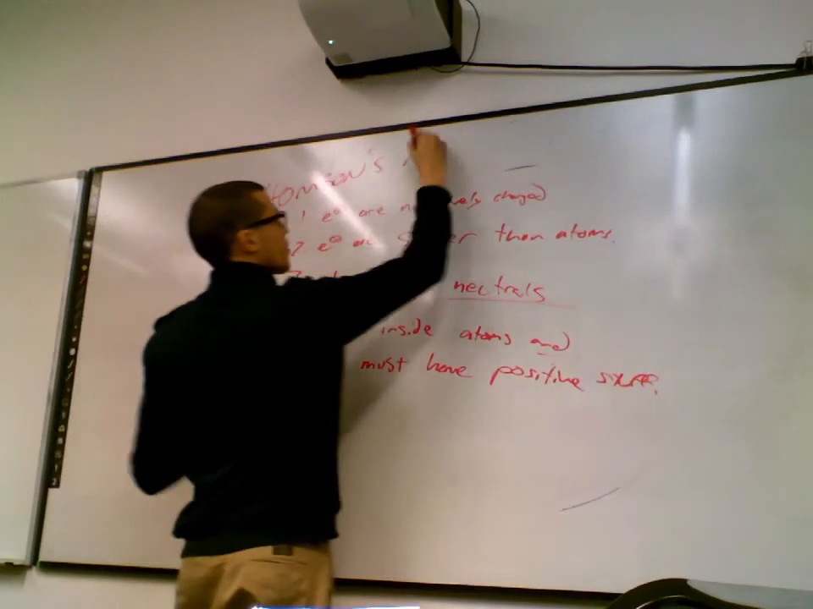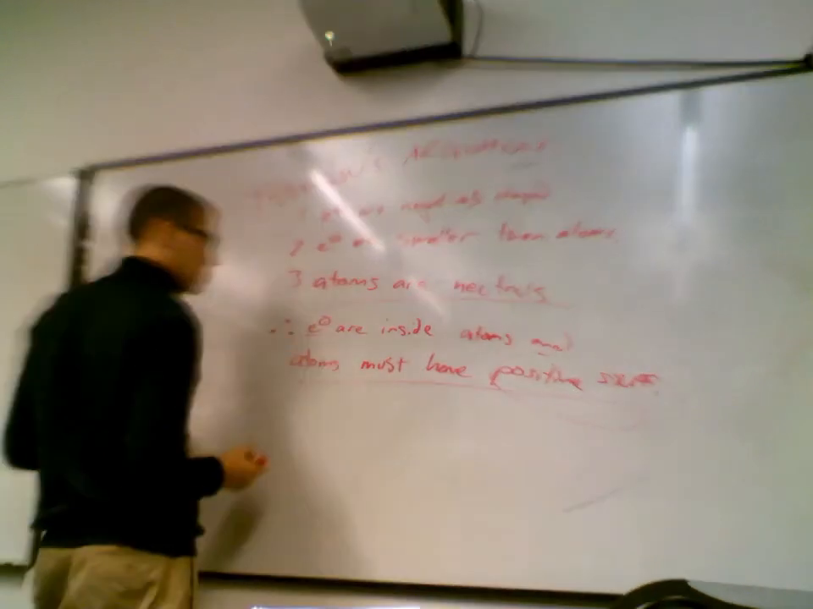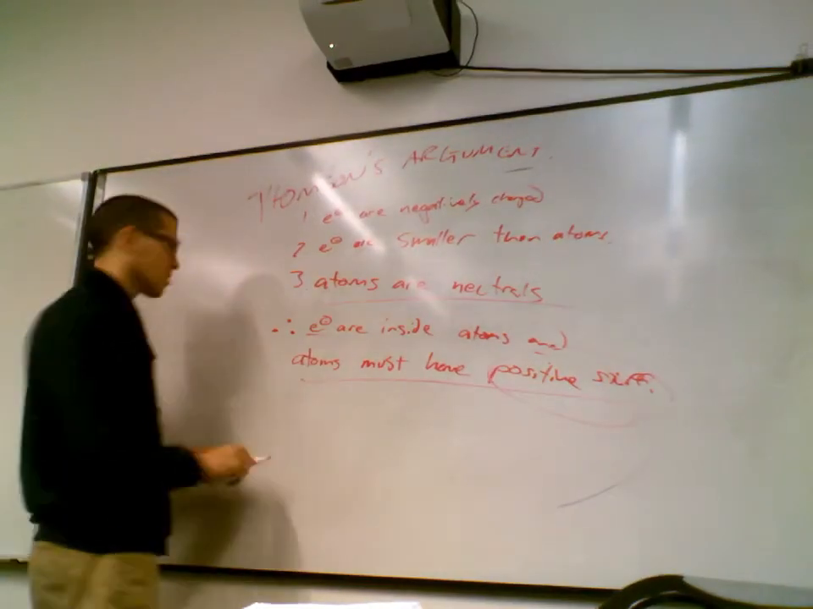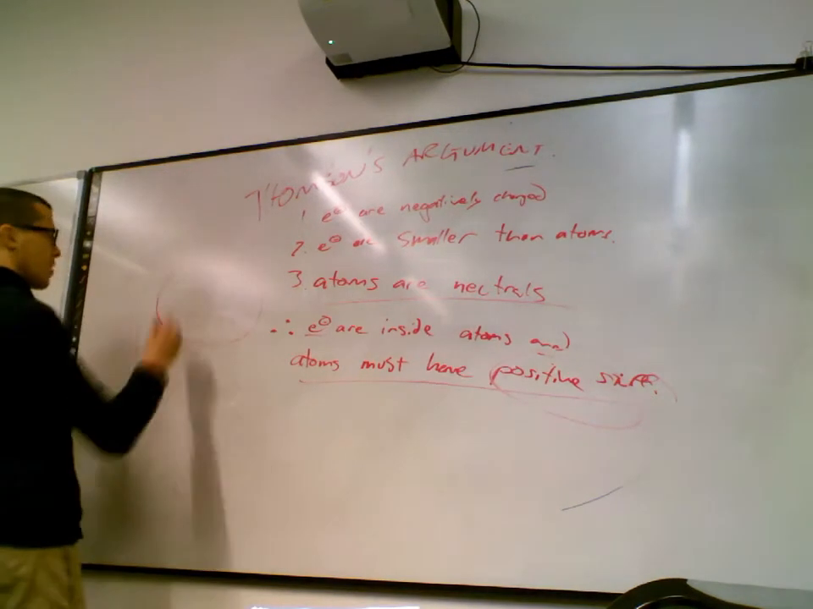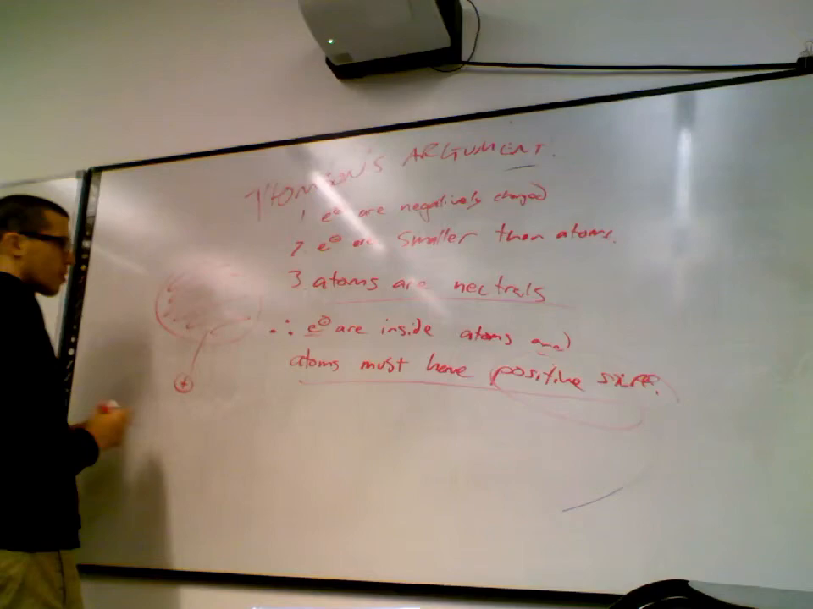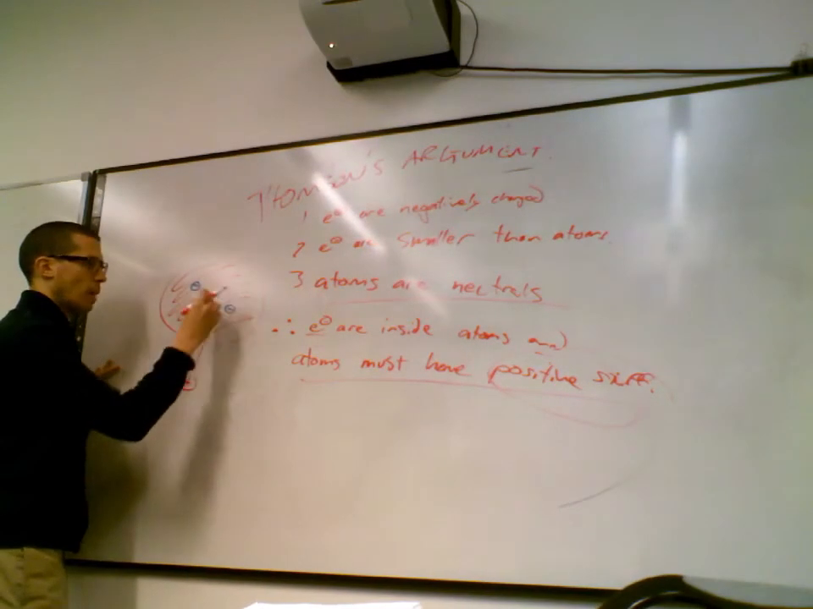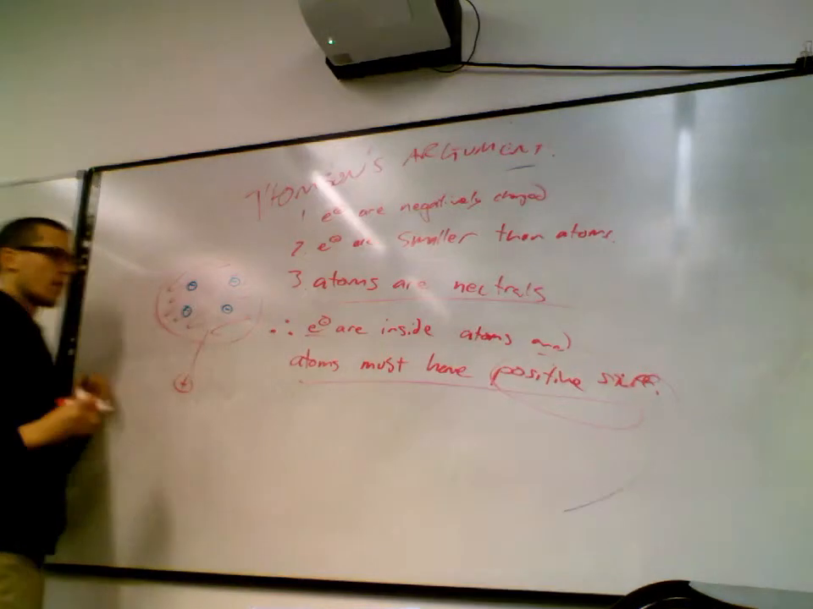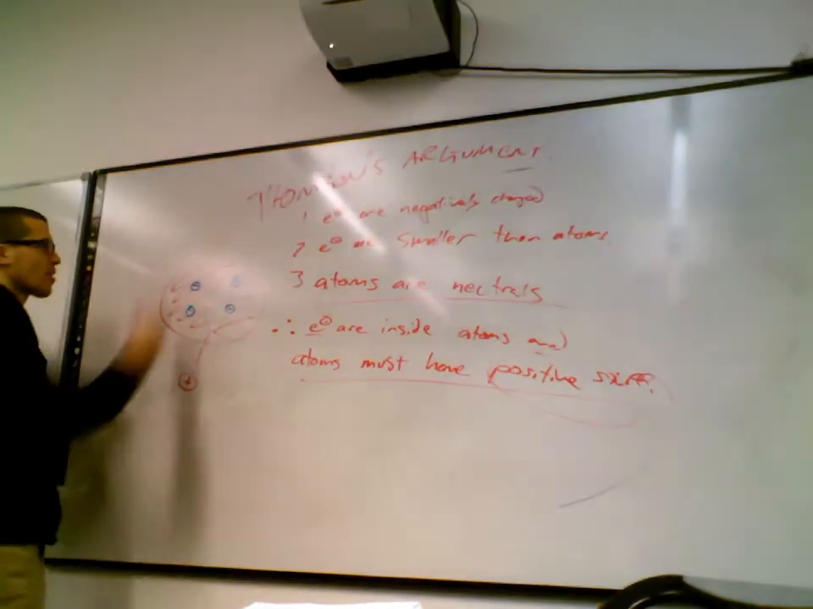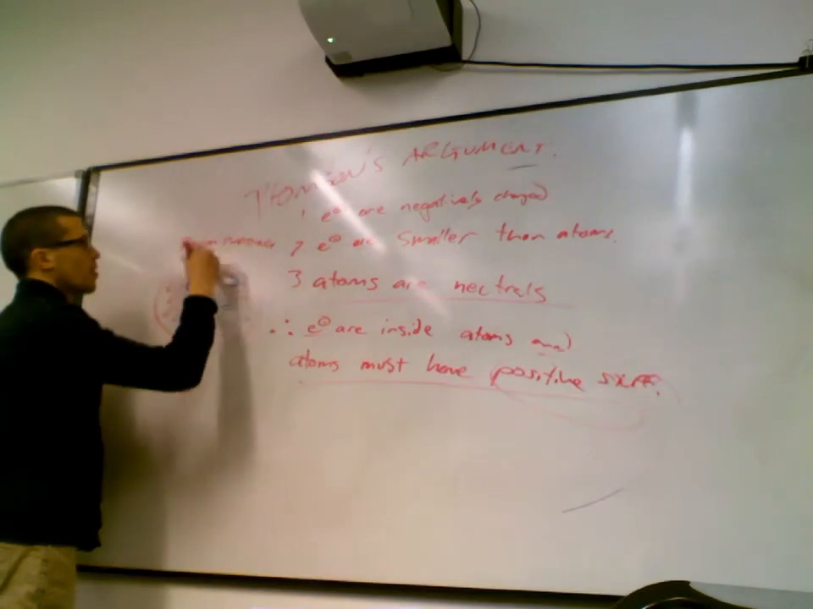Thomson's argument made him think, okay, since we have this positive stuff and these negative electrons, maybe the model of the atom looks something like this. This whole region is positively charged, but embedded in that positive charge, perhaps, we have these little negative electrons. And this whole model looks like plum pudding. So that's the plum pudding model. That's the first thing we learned.